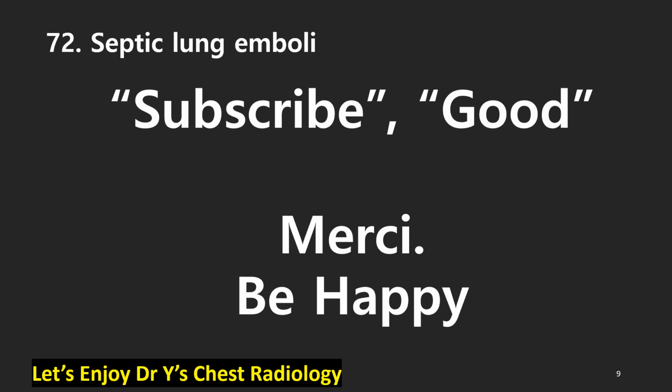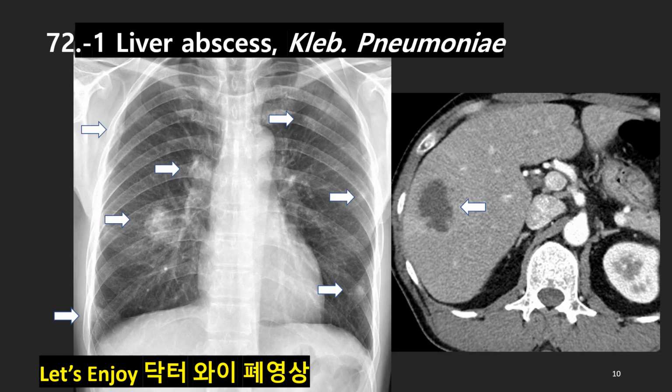Thank you very much. Let's enjoy the wonderful non-specific findings of septic pulmonary embolism. First one is from liver abscess. The germ is Klebsiella pneumoniae of liver abscess. You can see the liver abscess on the right side. Liver CT, the black ovoid one is liver abscess.